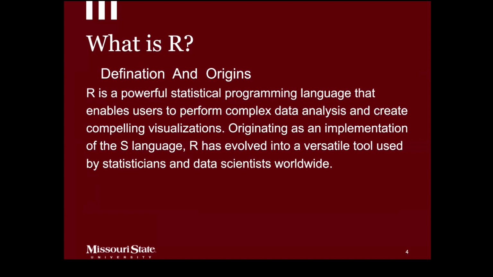So we have discussed what RStudio is, and let's discuss the definition and origins. R is a powerful statistical programming language. I have said already about this. R is a powerful programming language used for data handling. It is also used in machine learning. Its origin and implementation are based on the S language. R has evolved into a versatile tool used by statisticians and data scientists worldwide.